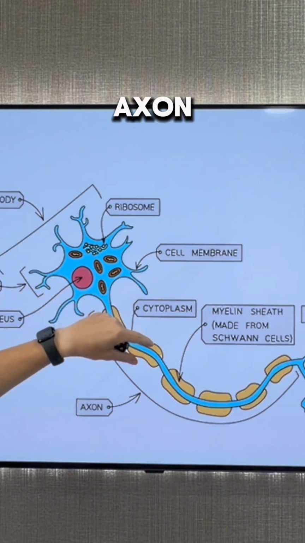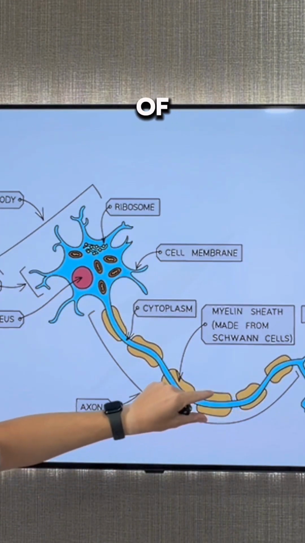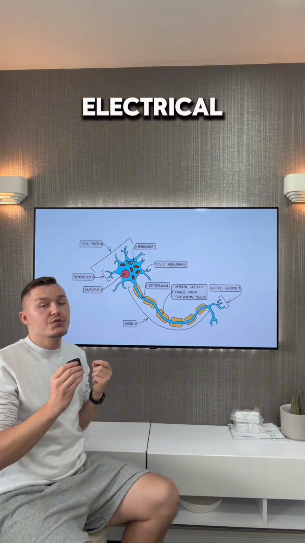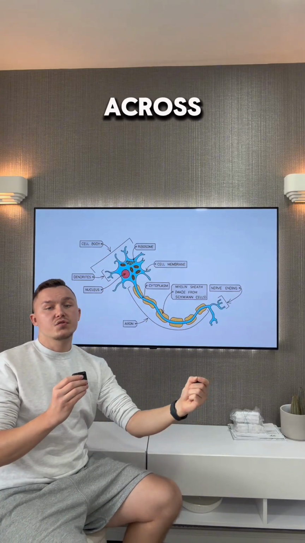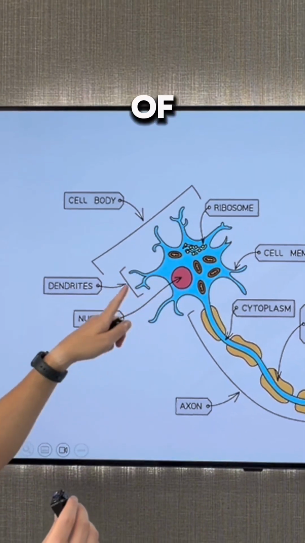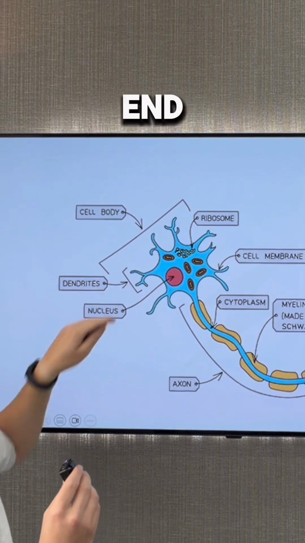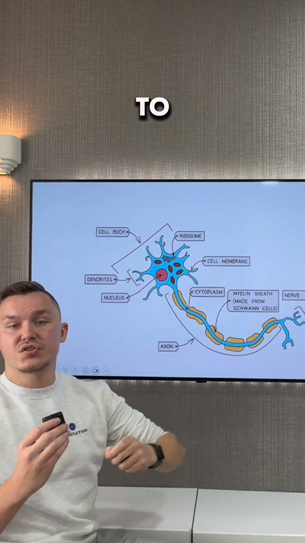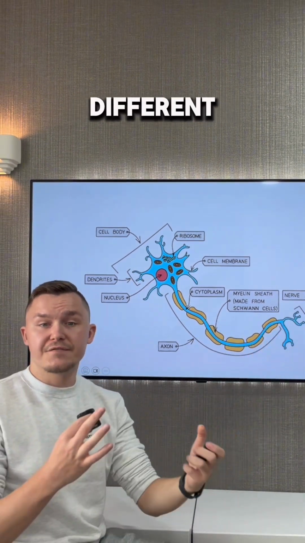And you can see that the axon has these layers of myelin sheath, which is a fatty insulative layer, which allows for the electrical impulses to move faster across the body. They also have these extensions of the cytoplasm called dendrites at the end here, which allows them to communicate with other nerve cells, with other glands, to help transmit that information to all the different parts of the body.